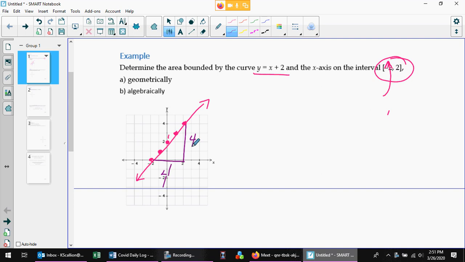Yes. Okay, so area is 4 times 4 divided by 2. So I have an area of 8 units squared, just because I don't know what they are.